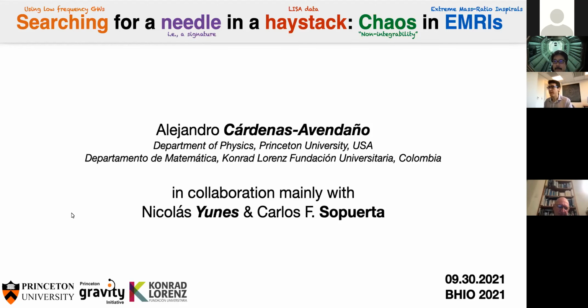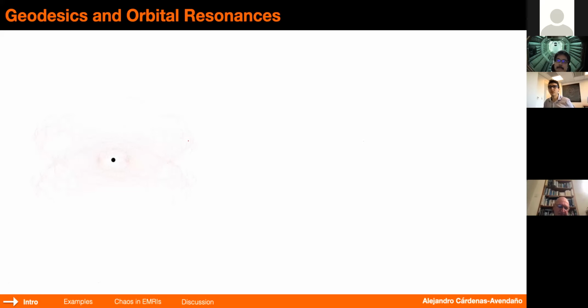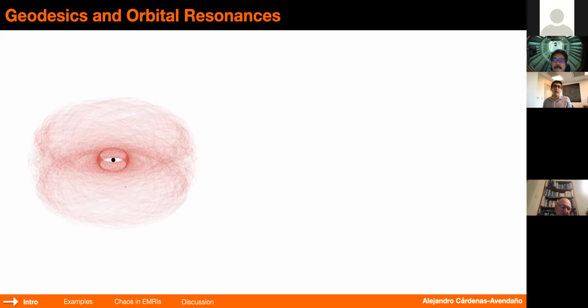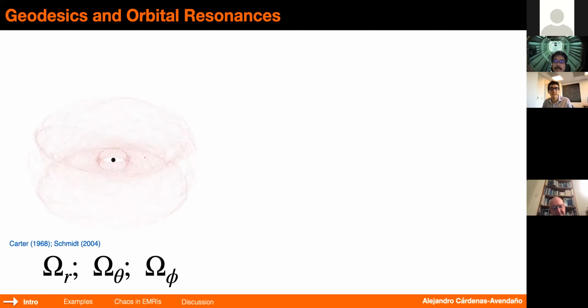to non-integrability. Okay, so we know that the dynamics of binary systems in GR are extremely rich, but unlike Keplerian orbits, bound Kerr geodesics are triperiodic, and that means that they are described by three frequencies, the ones I'm showing here, associated to the radial, polar, and azimuthal directions of the motion.